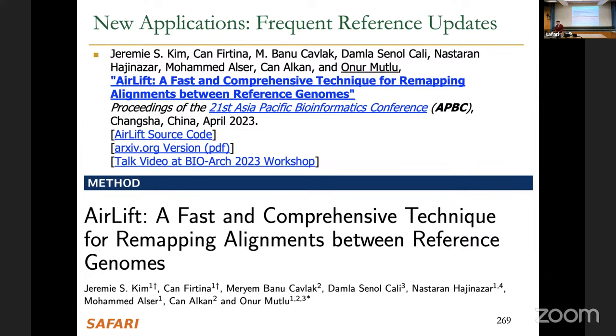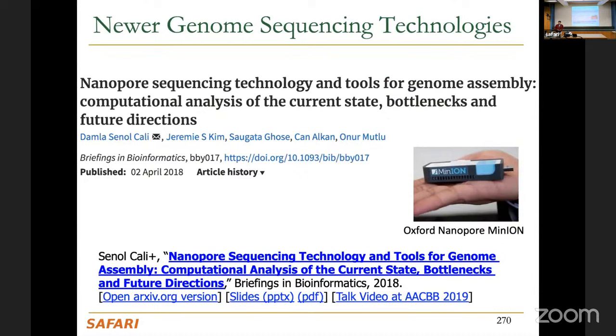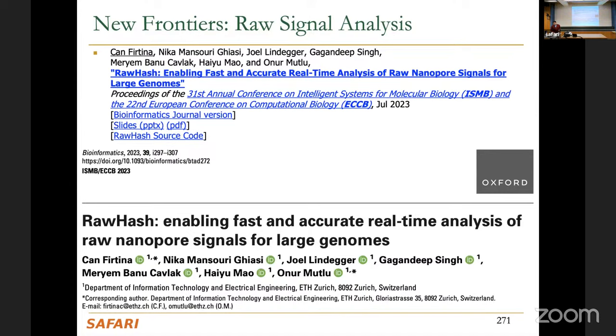So rather than doing read mapping from scratch altogether, let's try to minimize the amount of alignments that we're doing and just do the read alignment when it is necessary, when there is a new reference genome. And there are many opportunities with the newer genome sequencing technologies. This is a nice paper covering the challenges and the opportunities that exist in the newer reference genomes. And this is the paper that actually exploits one of these opportunities in the new reference genome.